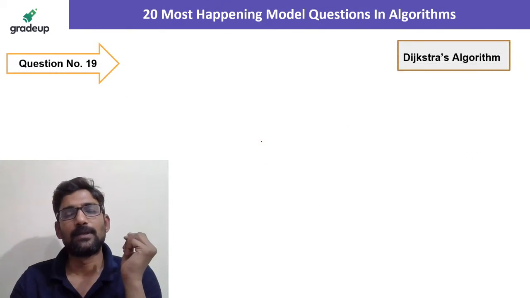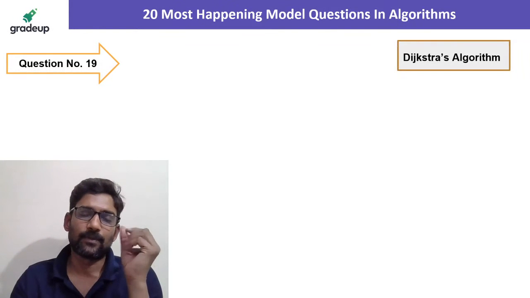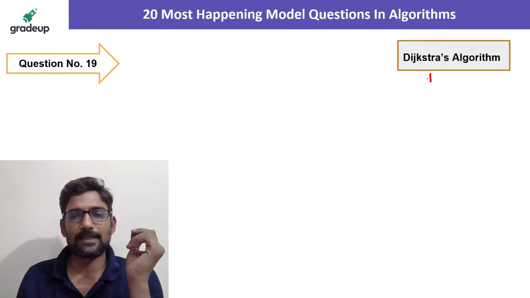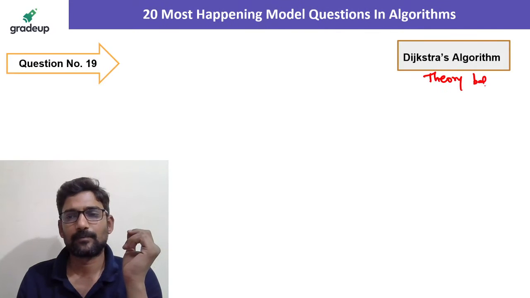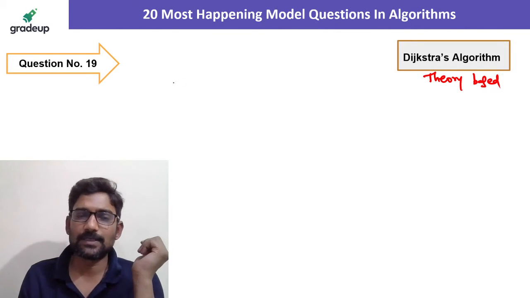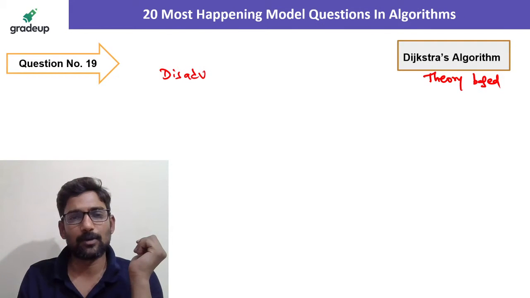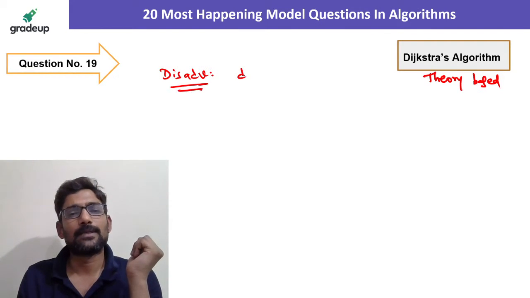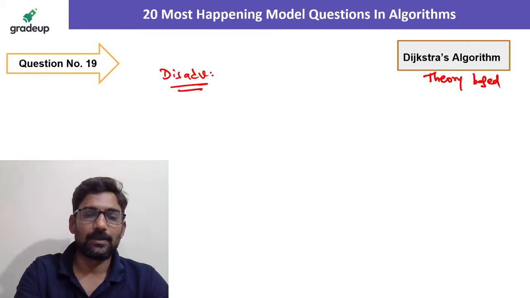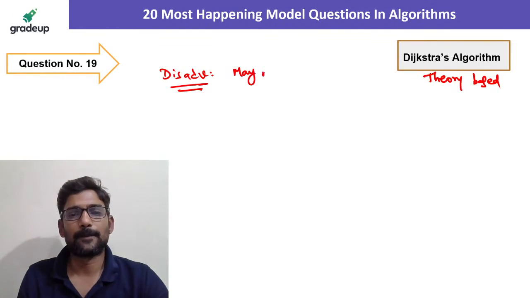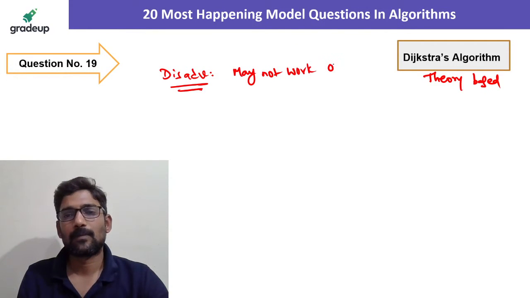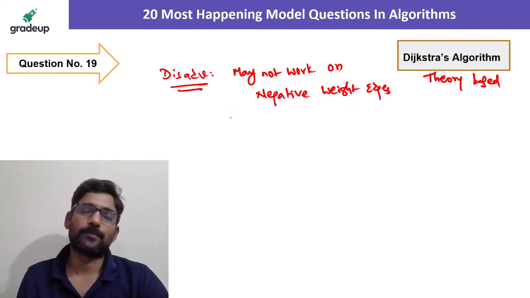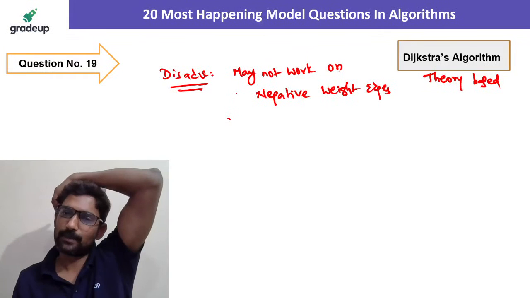And the last but one model, I can say from Dijkstra's algorithm, you may get a question. Maybe maximum is theory based question. As we just discussed, what is the disadvantage of Dijkstra's algorithm? It may not work on negative weight edge. That's why we have got Bellman-Ford algorithm actually.